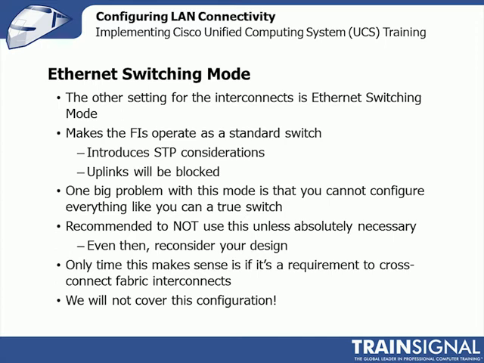It makes the interconnects operate more like a standard switch. Again, spanning tree protocol, and uplinks will be blocked. A big problem here is that you can't configure a lot of things when you use switching mode. You don't suddenly end up with a Nexus 5000 or 5500. You can't set a lot of things on spanning tree.